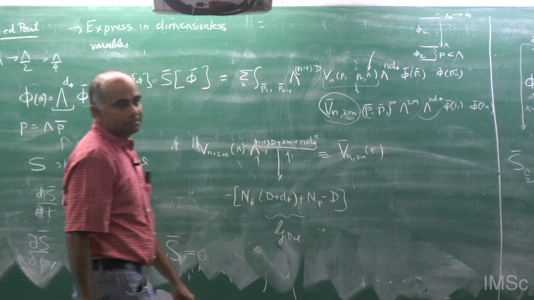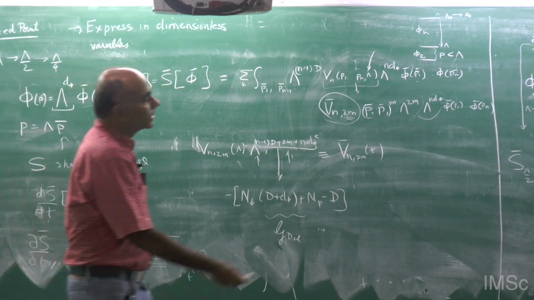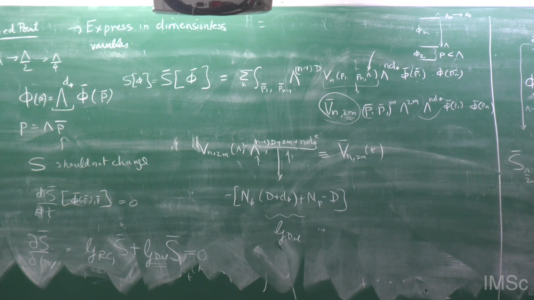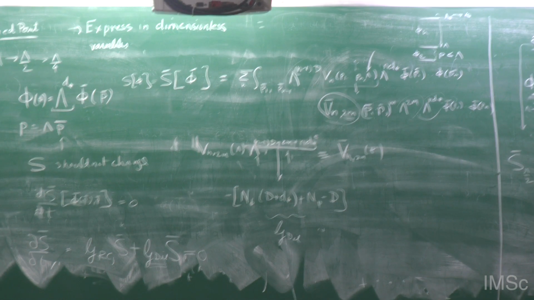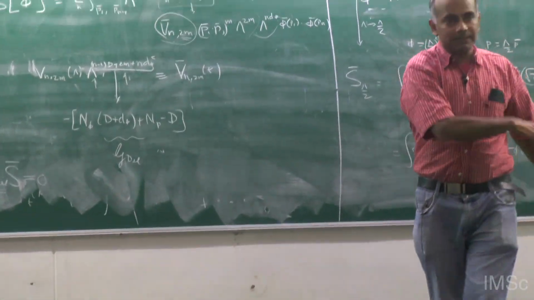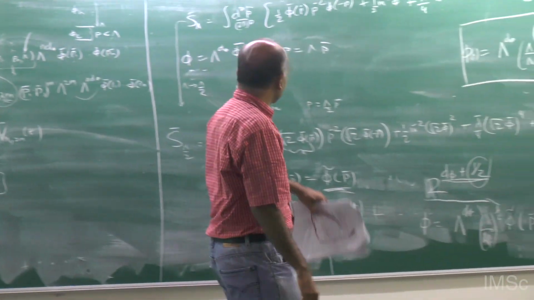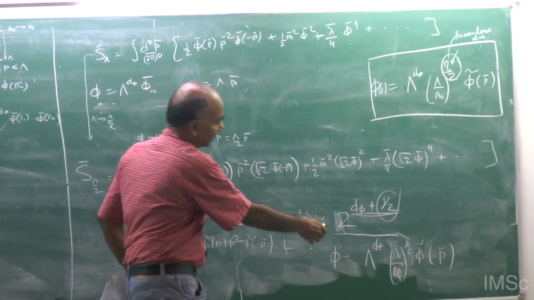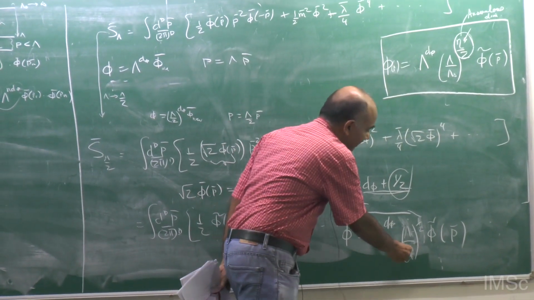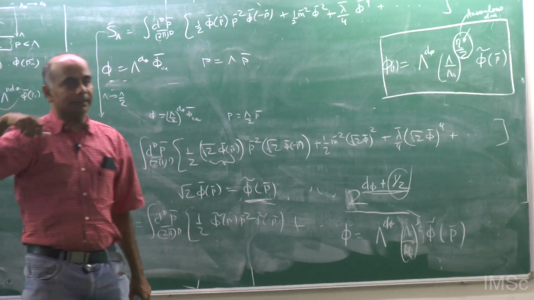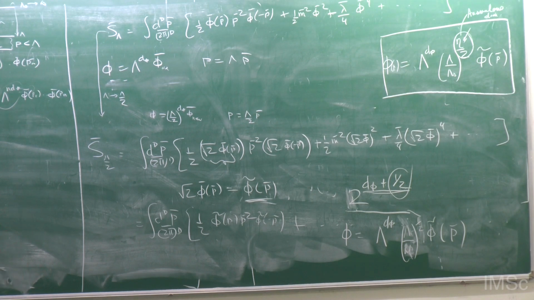So what do you mean by lambda naught here? No, this I just introduced some scale to make this dimensionless. So maybe I shouldn't call it lambda, I'll call it mu. Some reference scale where I define this scale to be 1, that's all. So this doesn't have to be identified with the lambda naught of the bare theory. Yeah, that's confusing. What about lambda naught? Lambda naught is taken to infinity, yes.